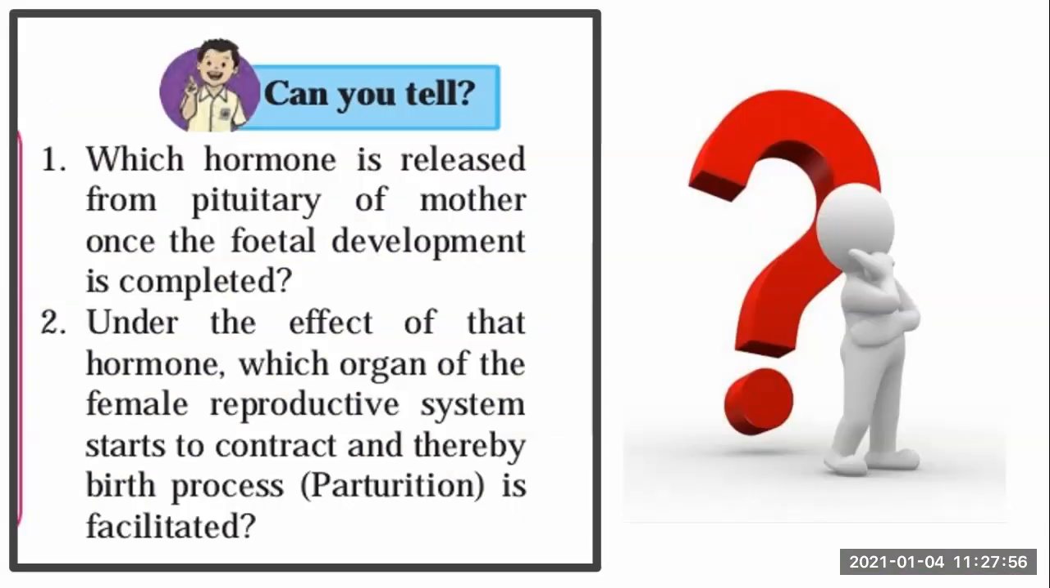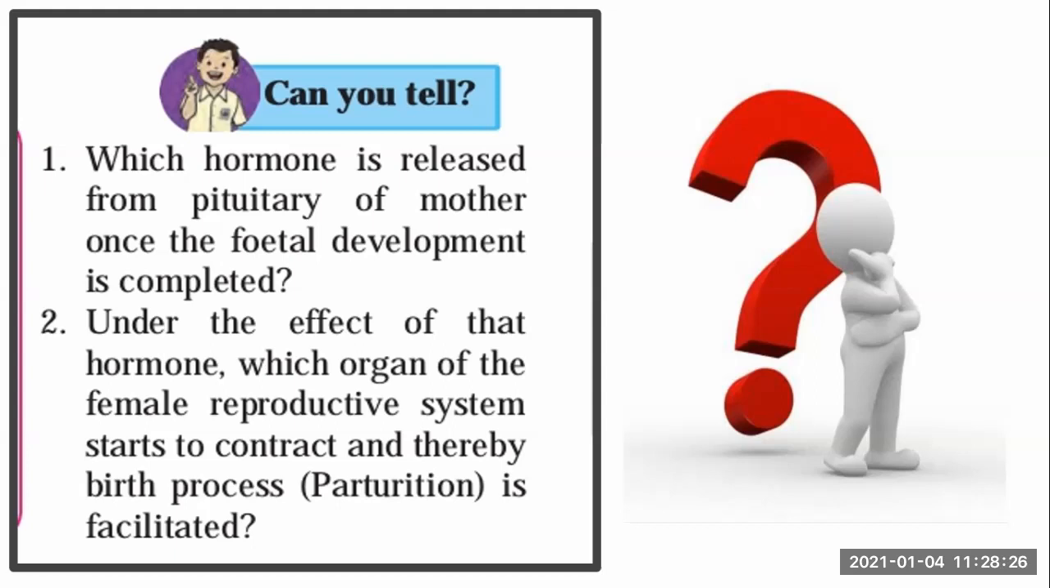Then the two more questions that we have: which hormone is released from the pituitary of the mother once the fetal development is complete? Once the 9 months are completed and the complete development has taken place, which hormone? My second question is, under the effect of that hormone, which organ of the female reproductive system starts to contract and thereby the birth process, that we call parturition, is facilitated?